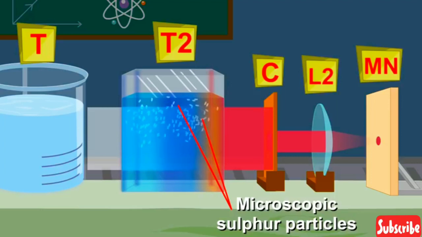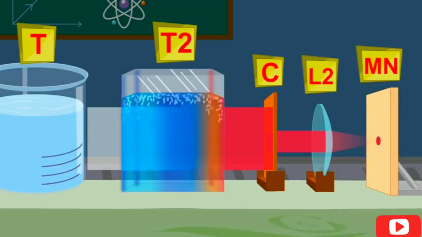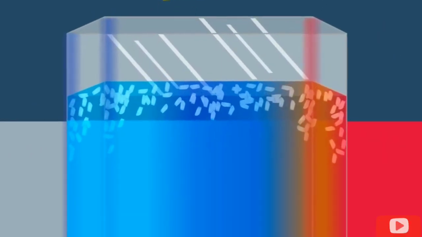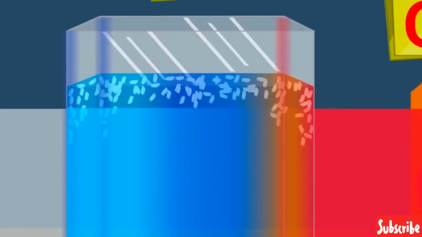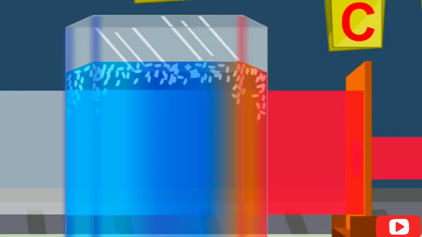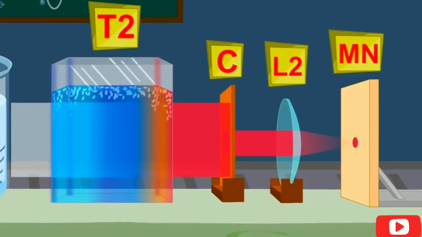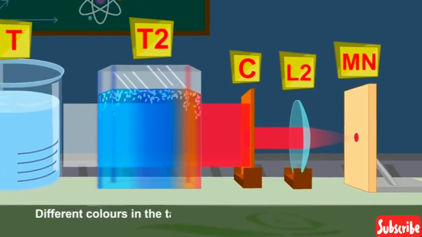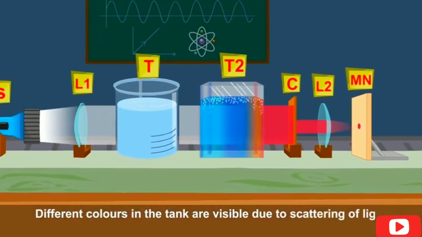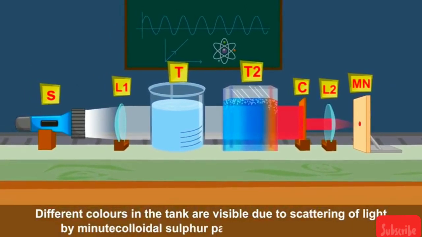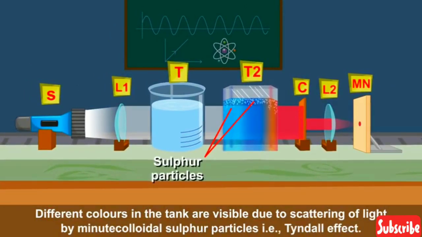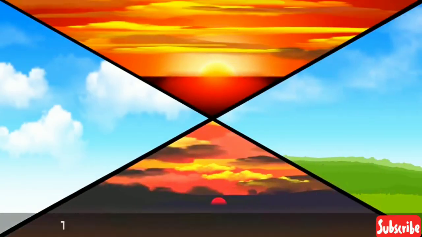As the sulfur particles begin to form, you can observe blue light from three sides of the glass tank. When viewed from the fourth side of the glass tank, facing the circular hole, at first an orange-red color and then a bright crimson red color are observed on the screen. This happens due to the scattering of light by the minute colloidal sulfur particles. That is the Tyndall effect.